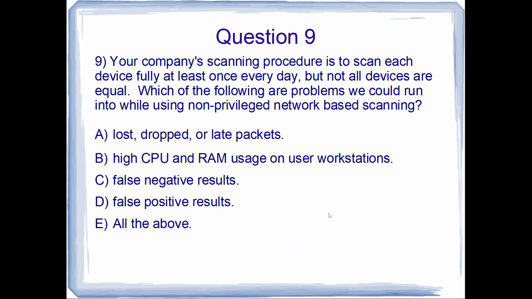Moving on to question 9. Your company's scanning procedure is to scan each device fully at least once every day, but not all devices are equal. Which of the following are problems that we could run into while using non-privileged network-based scanning? Would that be lost, dropped, or late packets, high CPU and RAM usage on user workstations, false negative results, false positive results, or all the above?